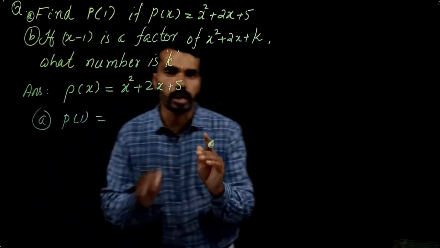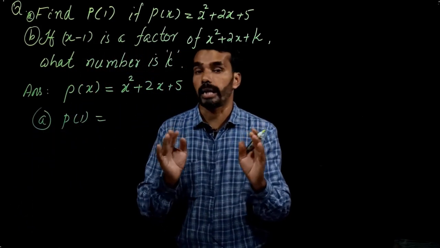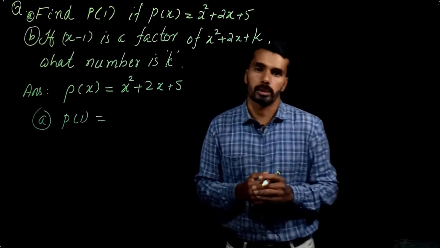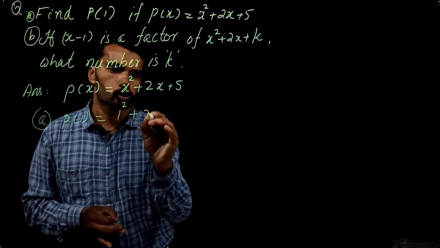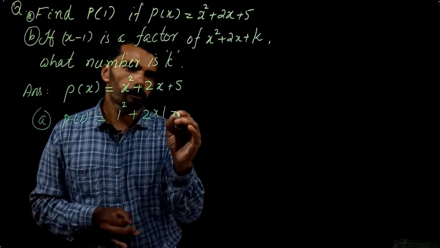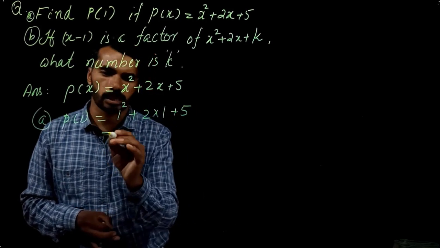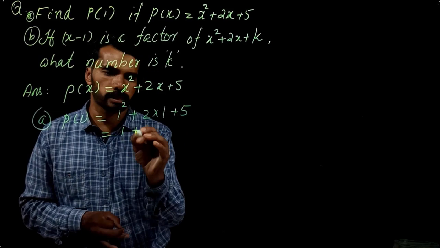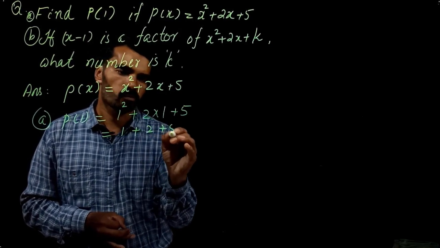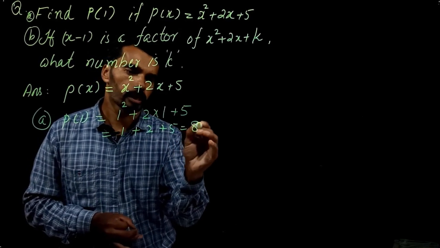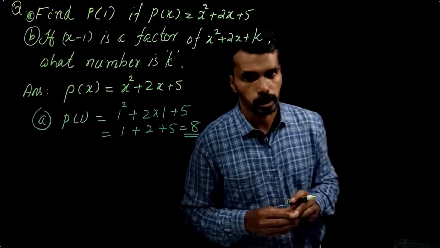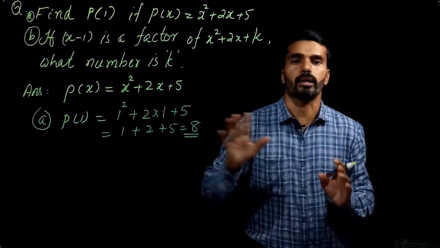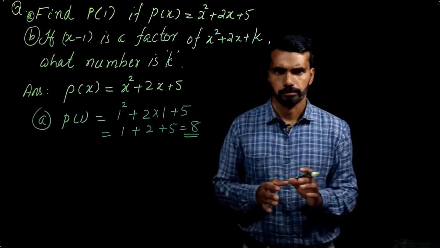Then എവിടെയെല്ലാം x കാണുന്നു അവിടെയെല്ലാം നമ്മൾ എക്സിന് പകരം 1 എന്ന വാല്യൂ സബ്സ്റ്റിറ്റ്യൂട്ട് ചെയ്യുന്നു. So 1 square plus 2 into 1 plus 5. This is equal to 1 square is 1 plus 2 plus 5 is equal to 8. 1 plus 2, 3 plus 5 is equal to 8. So p of 1 is equal to 8.